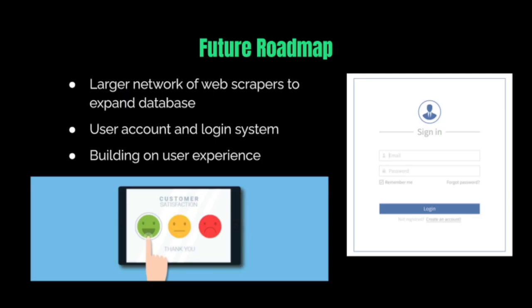Our future roadmap involves building out a much larger network of web scrapers to fill in and expand our missing database, a fully fledged user account system allowing for management and tracking of self-generated missing pet or person cards, and lastly, user experience improvements.